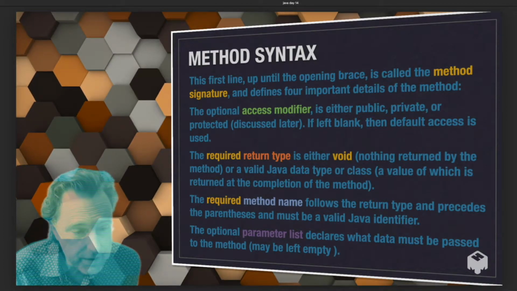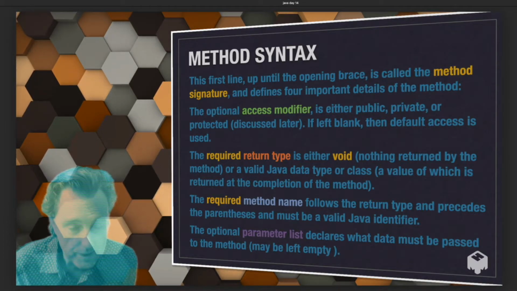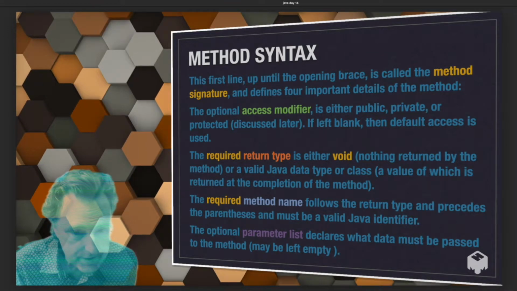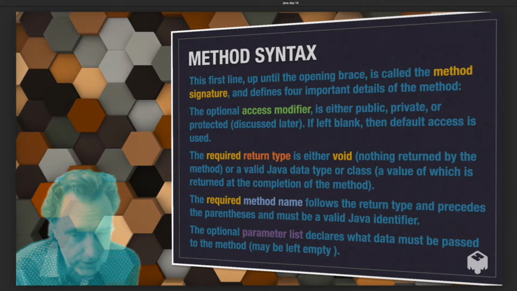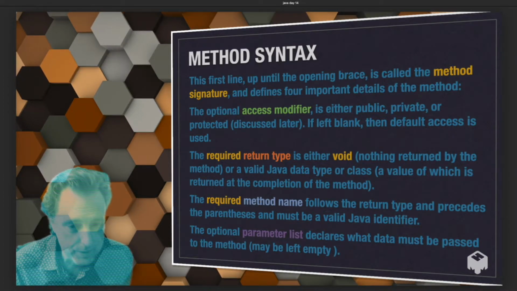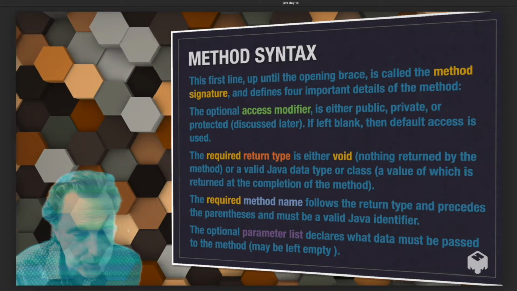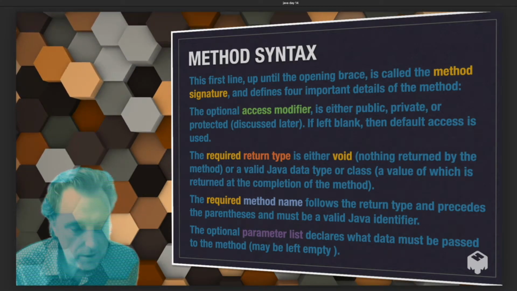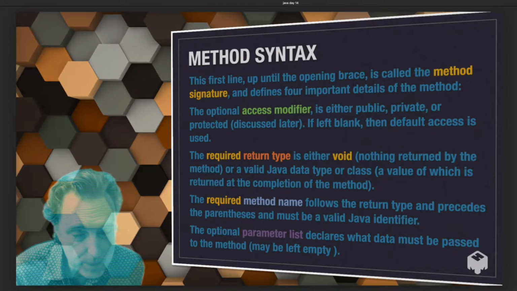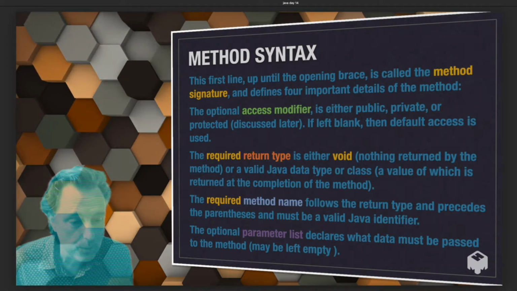There's a required method name, which is a valid Java identifier, so it follows the same rules as all the variable names that you've created. There's parentheses, which enclose an optional parameter list. So the parameter list doesn't have to contain any parameters, but it does have to have the parentheses that surround where the parameter list would go. If you leave off the parentheses, even if they're empty, Java will not see it as a method. It will see it as a variable that you're trying to use, and the syntax then won't work.